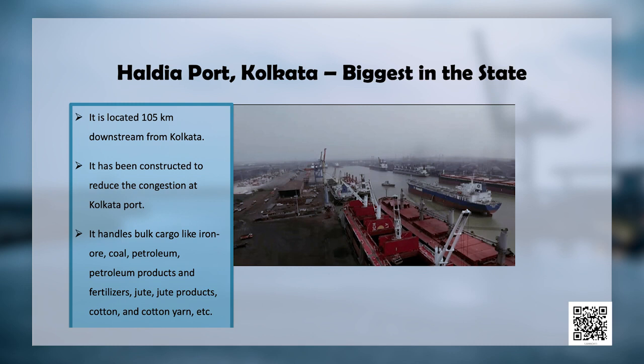Haldia port is located near Kolkata in West Bengal. It is located 105 km downstream from Kolkata. It has been constructed to reduce the congestion at Kolkata port. It handles bulk cargo like iron ore, coal, petroleum products and fertilizers, jute products, cotton and cotton yarn.